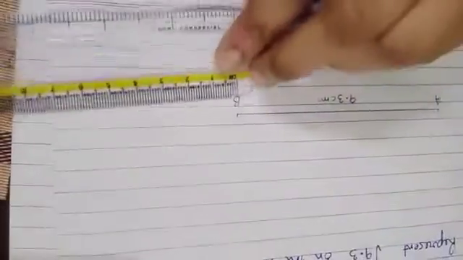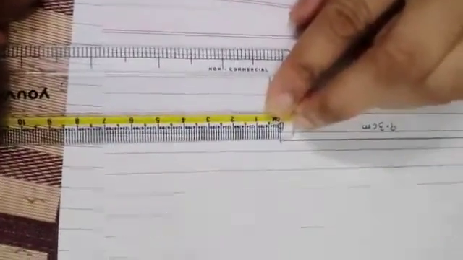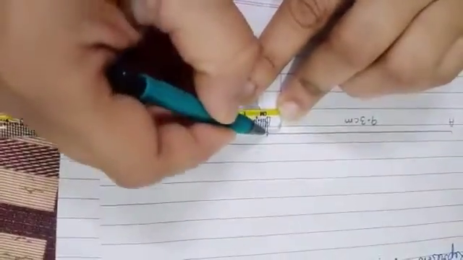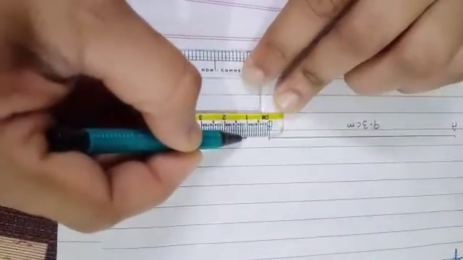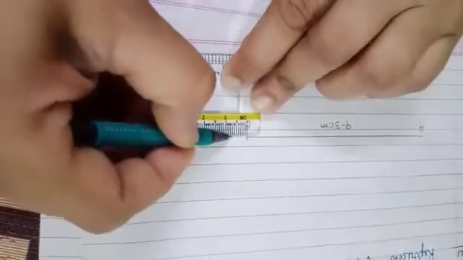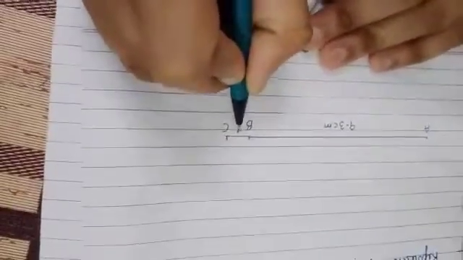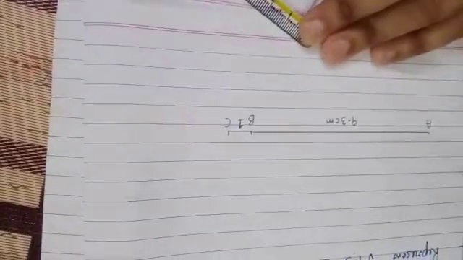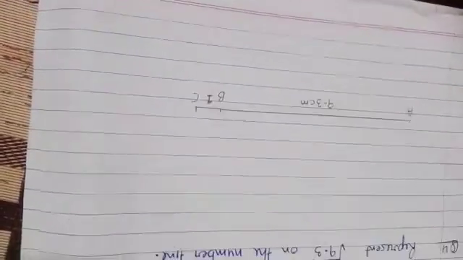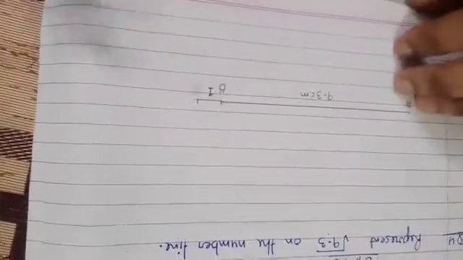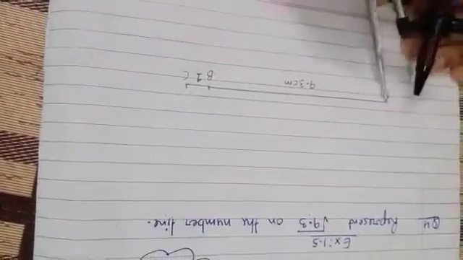Got it? Now we will extend it up to the length 1 centimeter. So B के बाद से 1 centimeter तक यहाँ तक हम इसको extend करेंगे and at this point we will write C, which is equal to 1 centimeter. Got it? Now we will take the perpendicular bisector of this AC.